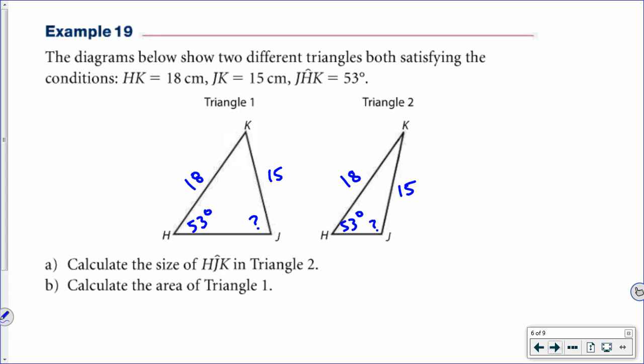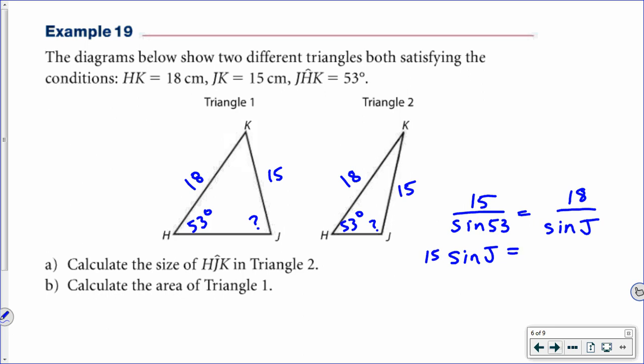It's asking us first to calculate the size of angle HJK, that would be the angle at J, in triangle 2. The setup is going to be the same no matter which triangle you're in. It's going to be 15 over the sine of 53 equals 18 over the sine of J. And then you will be cross-multiplying to solve. We have to remember to use an inverse when we're solving for an angle, so that's going to be the last step. So sine of J times 15 equals 18 times the sine of 53, and then divide both sides by 15. I like to do as much as I can without the calculator first, and then I'll go to the calculator and do the inverse sine of this answer.